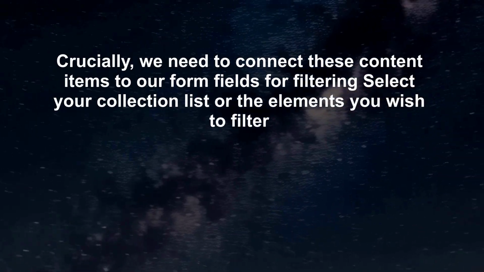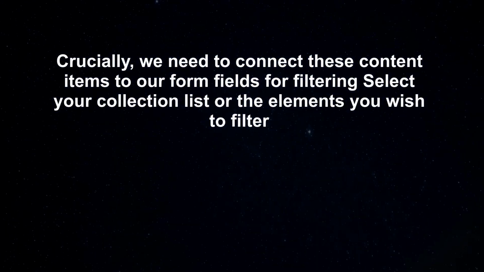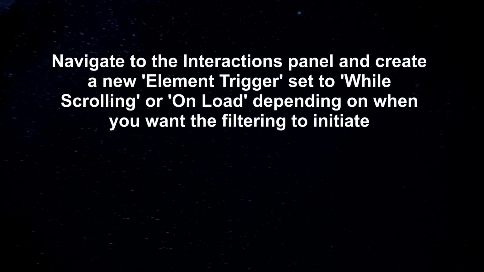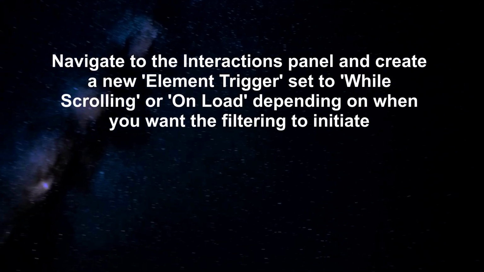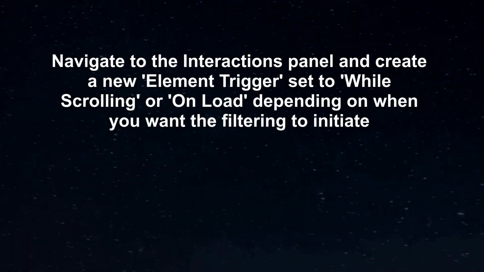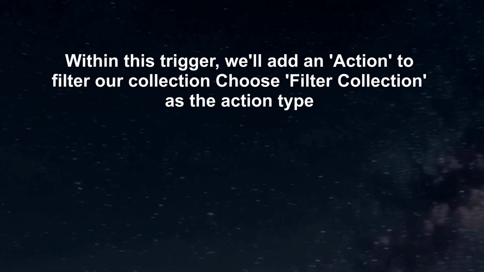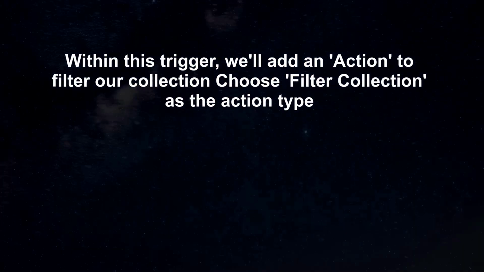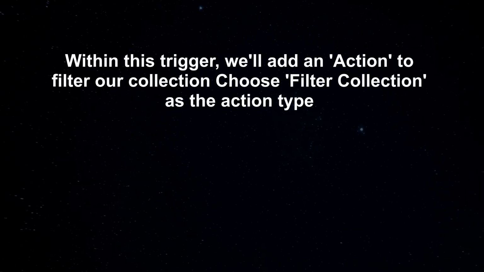Select your collection list or the elements you wish to filter. Navigate to the Interactions panel and create a new element trigger, set to while scrolling or on load, depending on when you want the filtering to initiate. Within this trigger, we'll add an action to filter our collection. Choose Filter Collection as the action type.